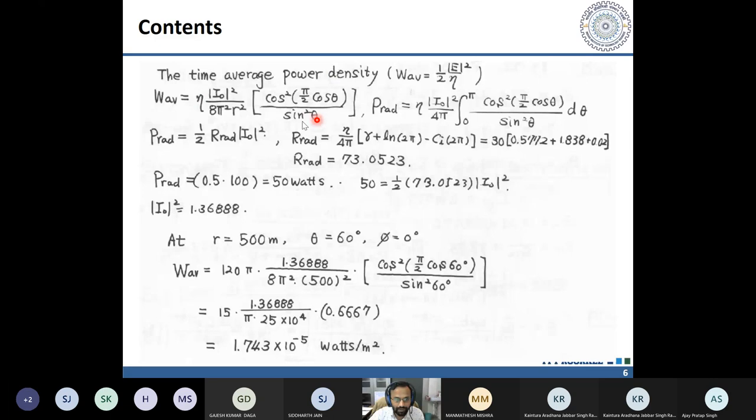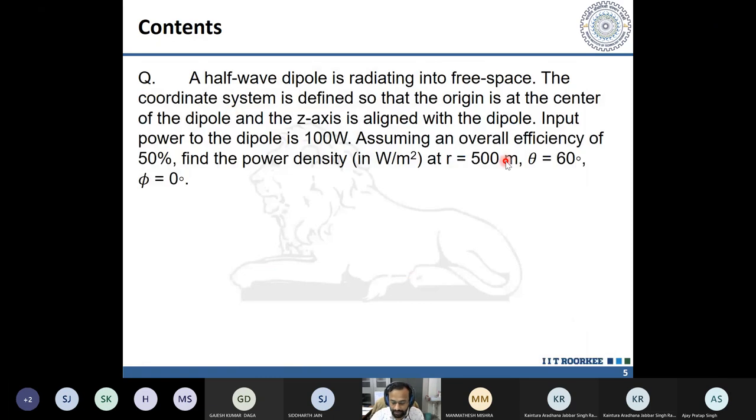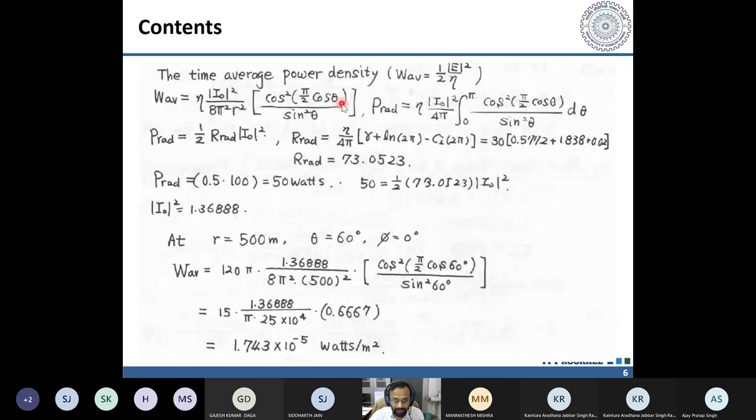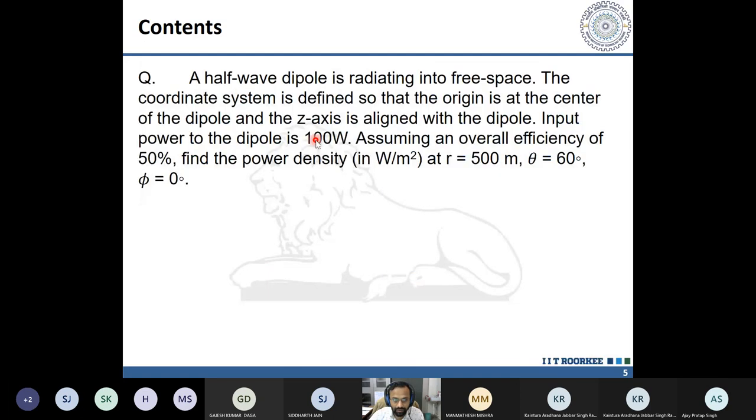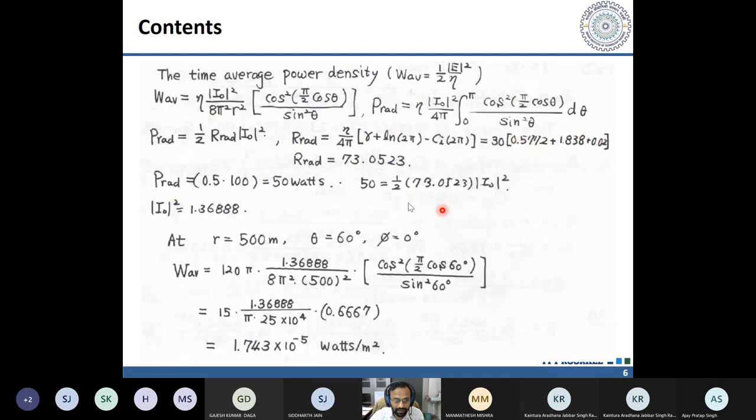In this expression, we know eta naught is 120 pi. The distance is given, which is 500 meters. Theta is given, 60 degrees. So we just need to find the current. We don't know the current. Instead, the power is given. It is told that the 100 watt power is given and our total efficiency is given. So we need to evaluate the current.